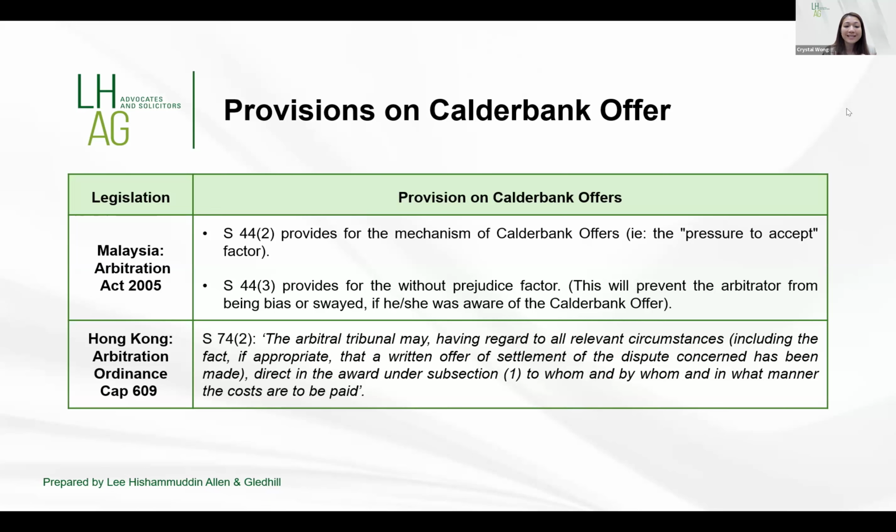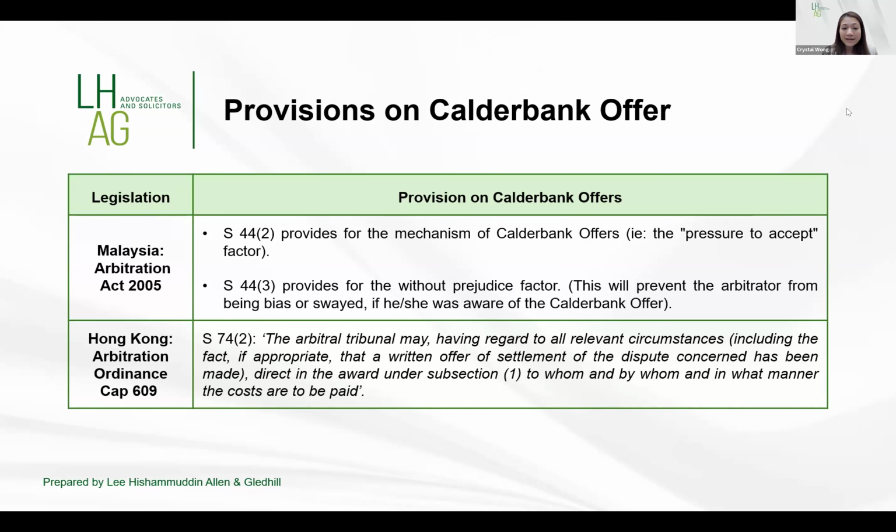And the rationale for extending the privilege to the offer is to prevent the arbitrator or arbitral tribunal from being biased or swayed, being aware of the existence of the offer. And you will be preventing these statements or offers made in the course of negotiation from being brought before the tribunal, because that will probably be seen as an admission of liability or quantum.